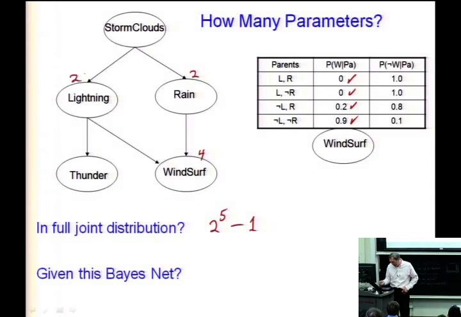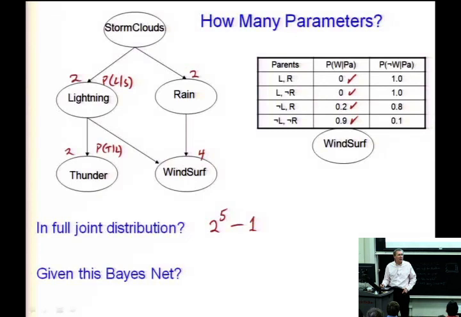2. You don't even have to think. The picture is isometric, it's the same. For thunder? 2. It only has 1 parent. The fact that that parent points to something else is really irrelevant, we still need 2 because we need the probability of thunder conditioned on lightning. Right? And we need the probability of lightning conditioned on storm clouds and so forth.